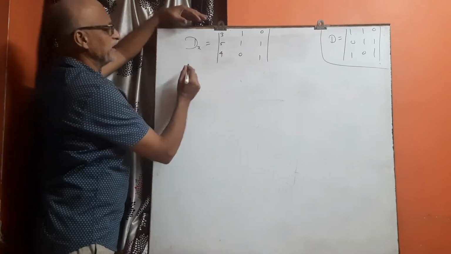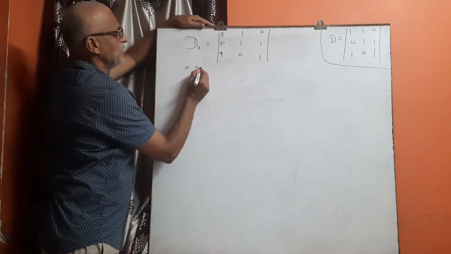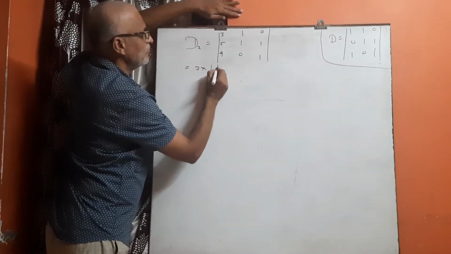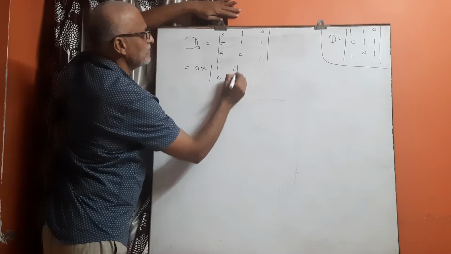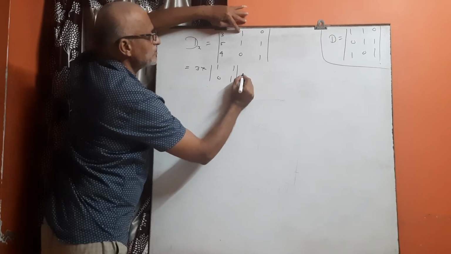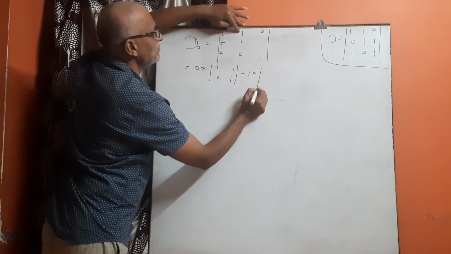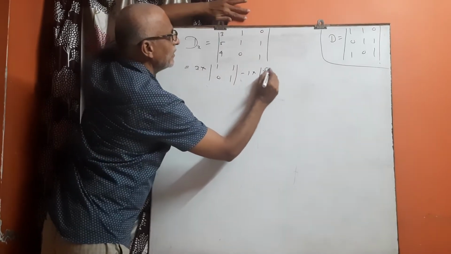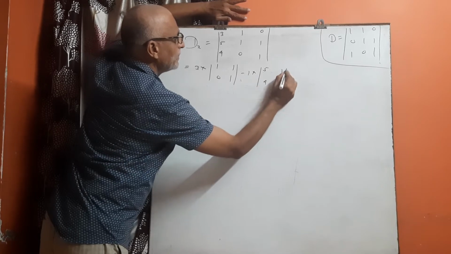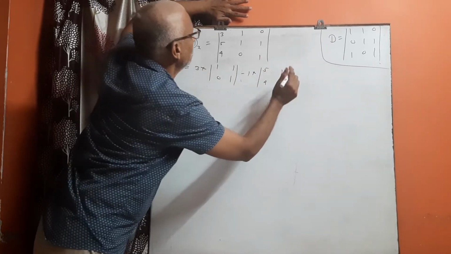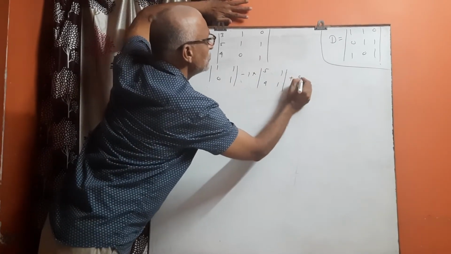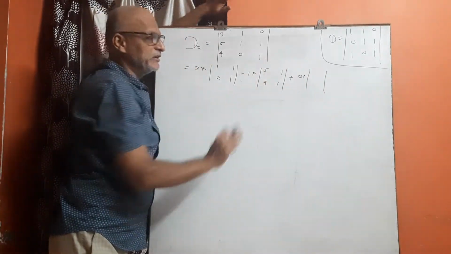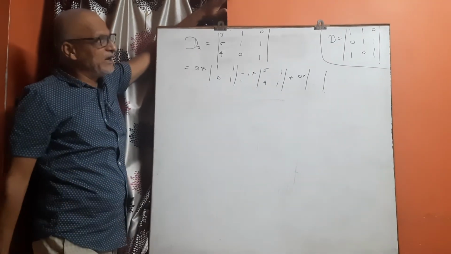Now simplification of dx. This is equal to 3 into determinant of 1 1 0 1 1 1 0 1. Here it is plus, so make it minus. Minus 1 into determinant of 5 1 4 1 5 1 4 1, plus again 0 into anything that will be 0. तो उसमें मैं वैल्यू लिखता ही नहीं क्योंकि 0 इंटू कुछ भी लिखो आपका 0 ही आने वाला है.